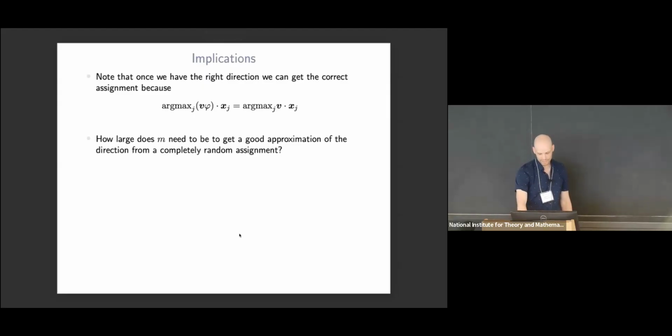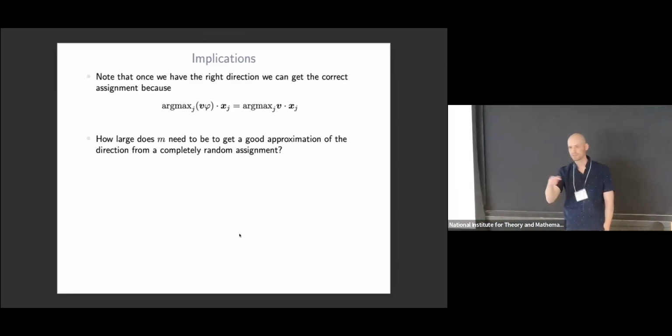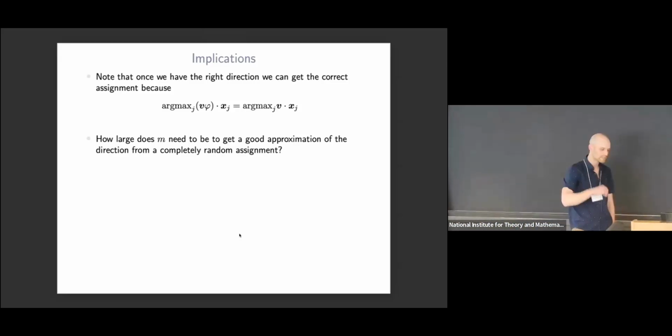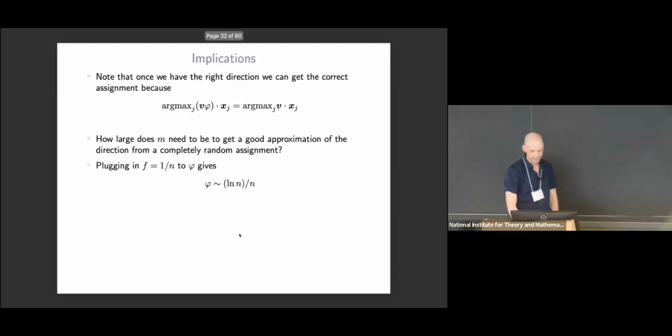And now the question is, how large does m need to be to get a good approximation of the direction from just a completely random assignment? If we start this algorithm just from, say, a random assignment, so just take from each bag random instances, how good are we going to do? Well, we can figure that out with this type of result.